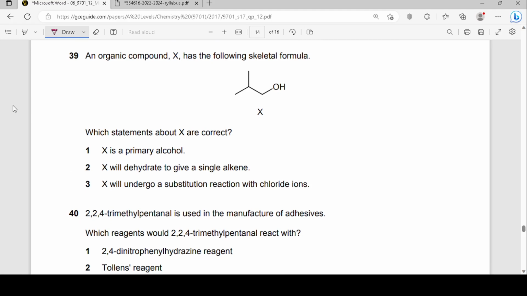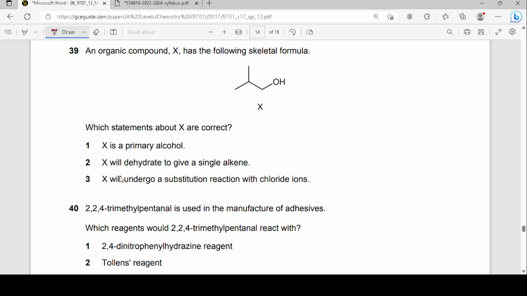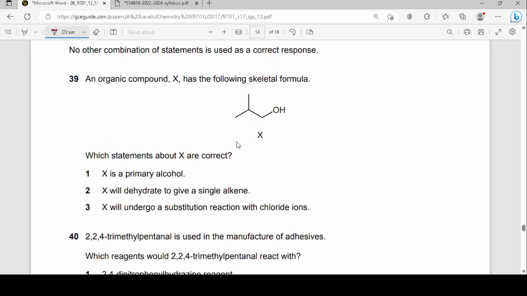Okay. Now, next question, question number 39. An organic compound X has the following skeletal formula. Which statements about X are correct? X is a primary alcohol. That's right, because this carbon atom that the OH is attached to is only attached to one carbon atom directly, right? That means yes, it's a primary alcohol.